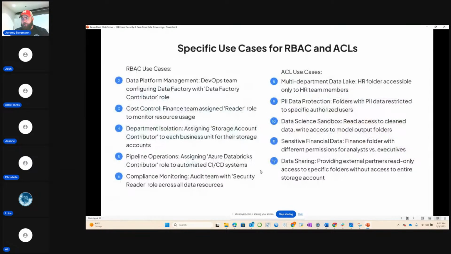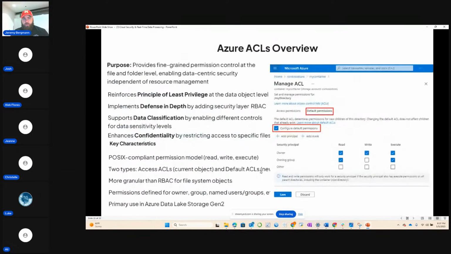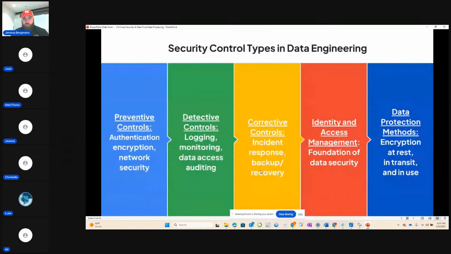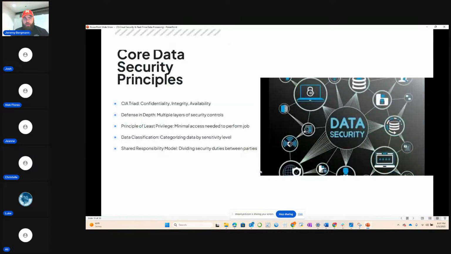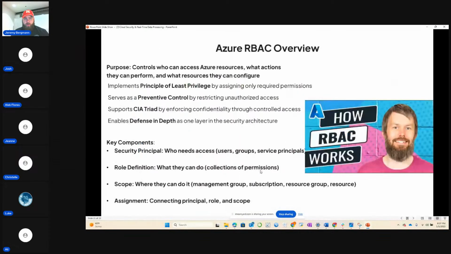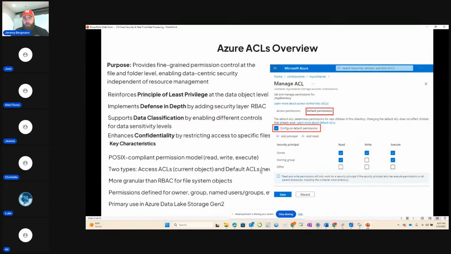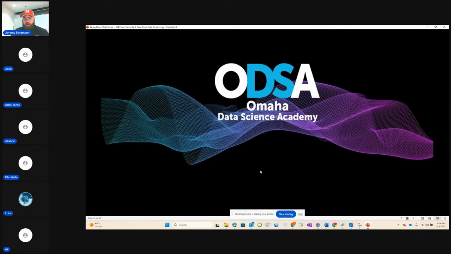All right, so that's the content for this class. Hopefully that gives a good overview of security and the different types and the principles and the two main protocols within Azure. I think that's good enough for this class.